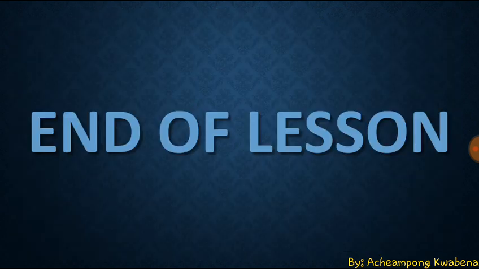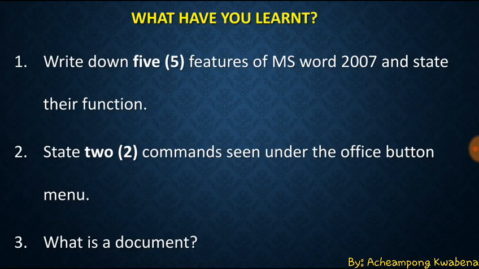We'll end here. But before you leave, you should do this exercise and submit on your website. So the first question is, write down 5 features of MS Word 2007 and state their function. So you state 5 features of MS Word and state the function of each. So in all, you'll be having 5 features of MS Word and a function each.